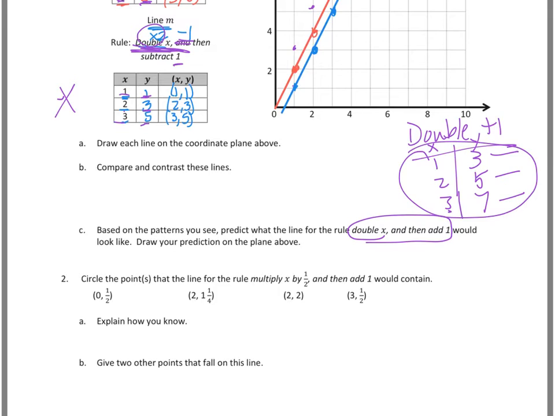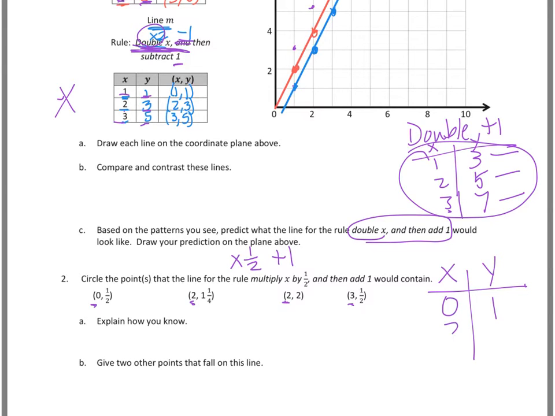Now, 2 says circle the points that the line for the rule multiply x by a half and then add 1 would contain. So I see my x's here. So what I'm going to do is I'm going to put those down. I'll start with 0. If I multiply by a half, anything times 0 is 0. Add 1. So I'm either multiplying by a half or dividing by 2, and then I'm adding 1 to it. So 0 times a half is 0 plus 1 is 1.